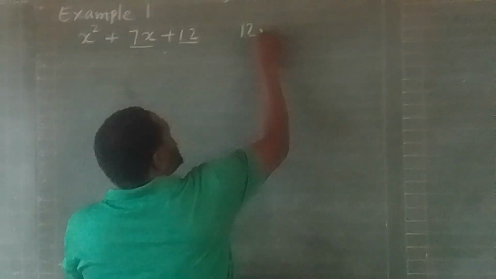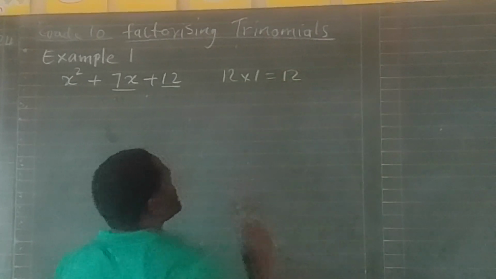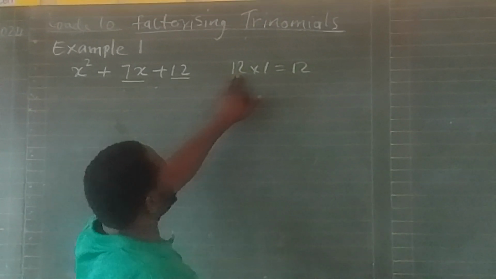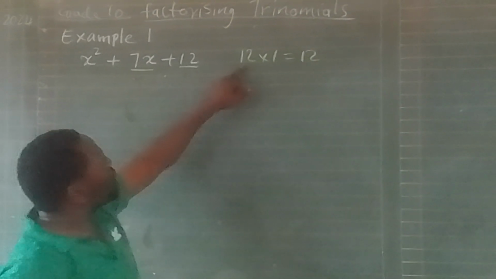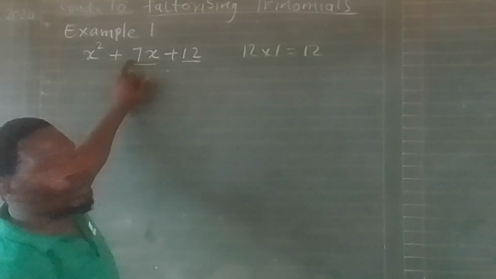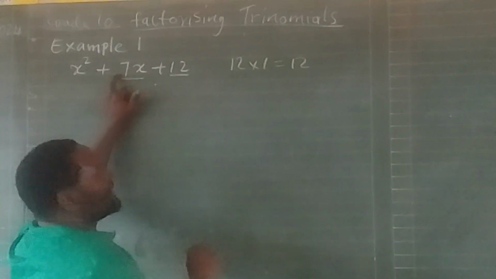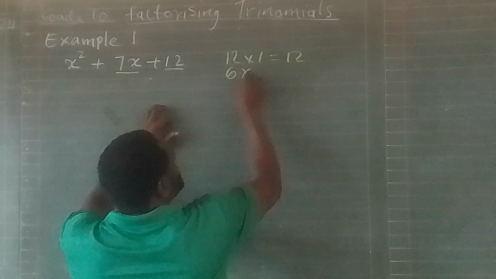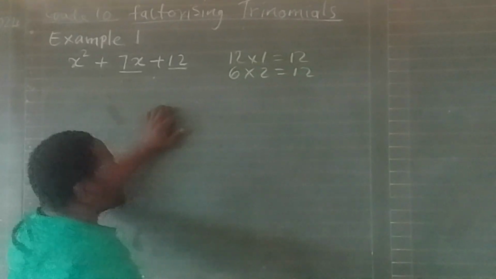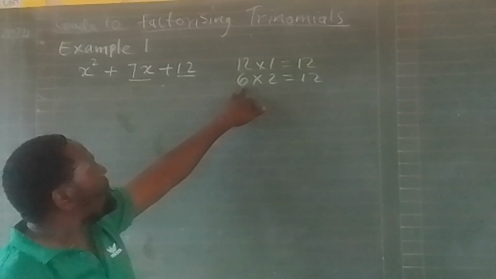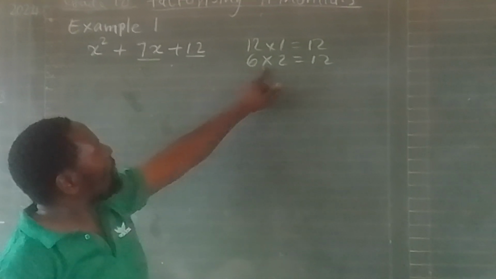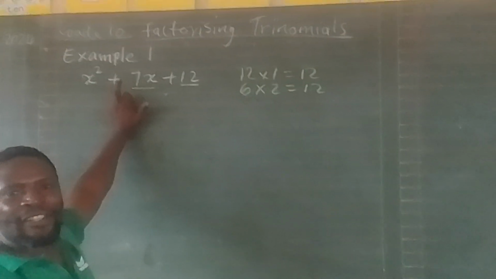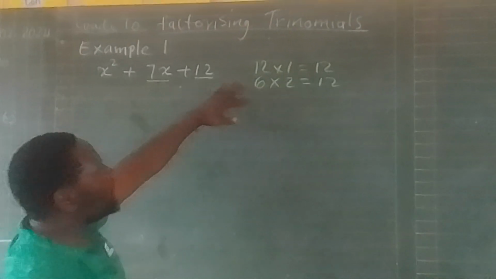Let's find the factors of 12. 12 times 1 is equal to 12, which is correct. 12 plus 1 does not give me a 7. 12 minus 1 does not give me a 7. Let's take other factors. 6 times 2 is going to give me a 12. 6 minus 2 is 4, which does not give me a 7. 6 plus 2 is 8, which does not give me a 7. Those are not the required factors.